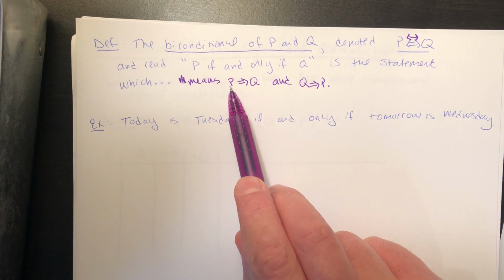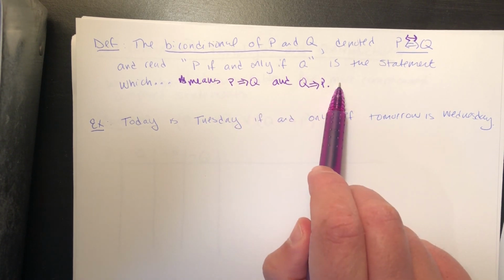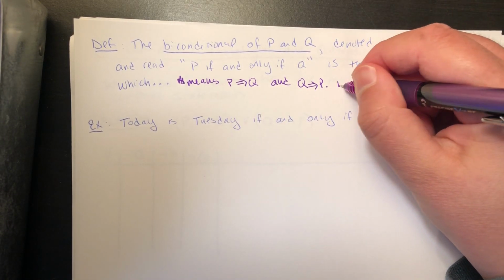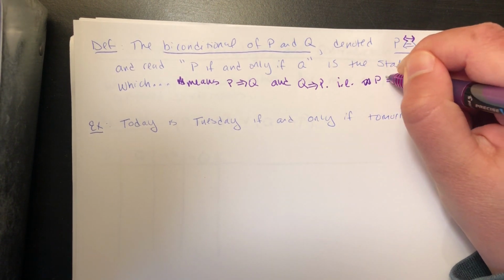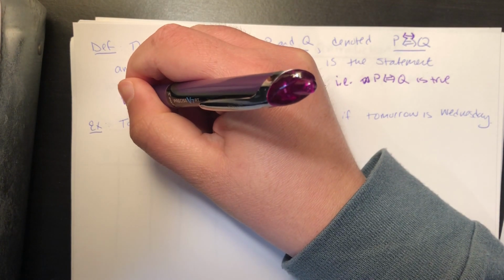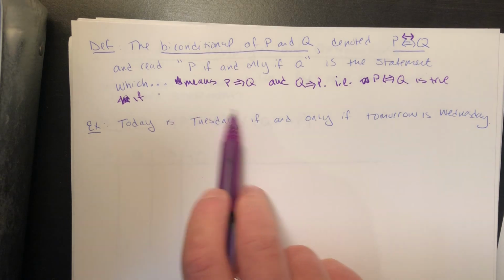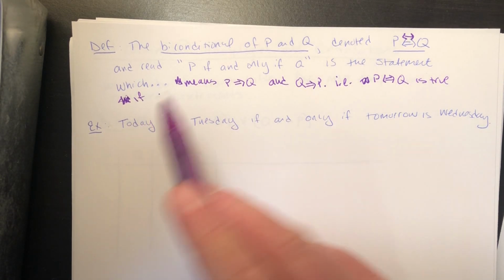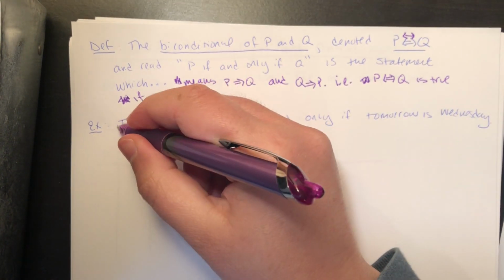In other words, if P is true, then Q is also true. And if Q is true, then P is also true. So a biconditional statement is a statement which is true, right? P if and only if Q is true if, well, okay, actually let's fill out the truth table first, and then we'll come back and try to finish this here.